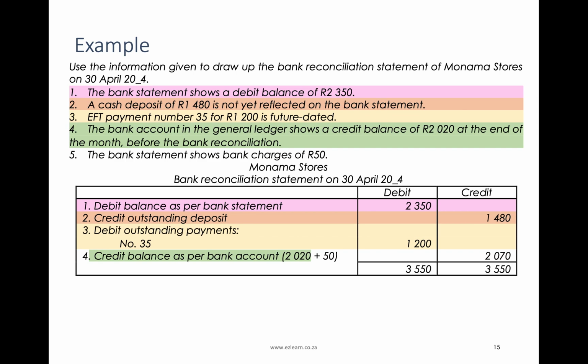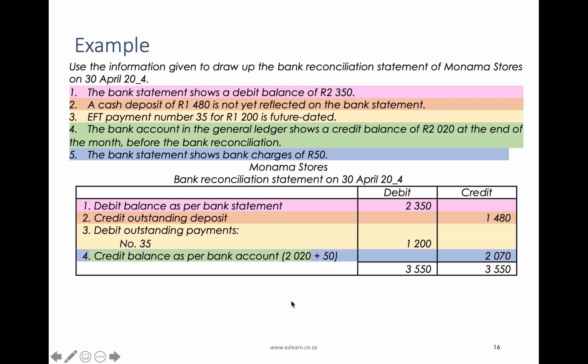And then the bank account, in the general ledger, shows a credit balance of 2020. So we'll put that as the beginning amount over here for our bank account. And then we will also need to add in our bank account the transactions that we were unaware of, like in this case, the bank charges of 50. That will then give us our new bank balance.